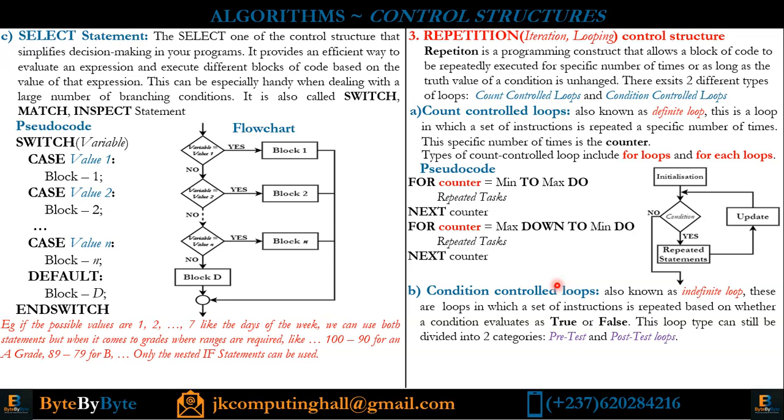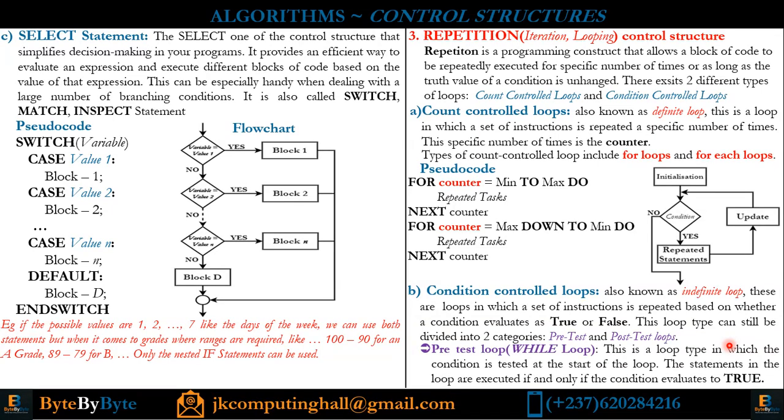But under condition control loop, we are seeing that a set of instructions is repeated based on whether a condition evaluates to true or false. This loop can still be divided into two categories, where we have the pre-test loop and the post-test loop. Pre-test loop, also known as the while loop. This is a loop type in which the condition is tested at the start of the loop, hence the name pre-test. So we test the condition first of all before we enter the loop. The statements in the loop are executed if and only if the condition evaluates to true.